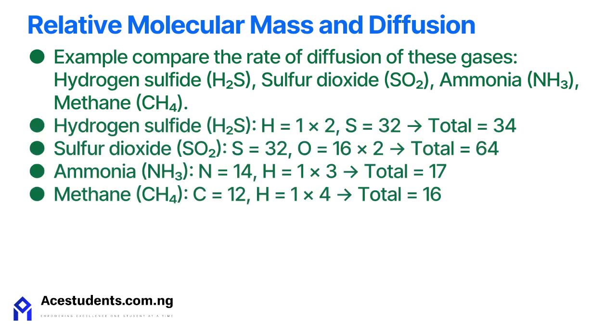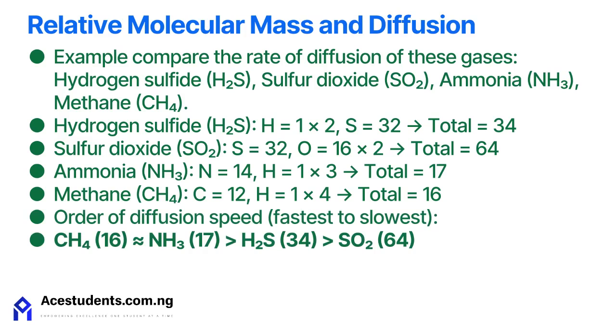For hydrogen sulfide, H is 1 times 2 plus sulfur, which is 32, giving a total of 34. For sulfur dioxide, sulfur is 32 plus oxygen, which is 16 times 2, giving a total of 64. For ammonia, nitrogen is 14 plus hydrogen, which is 1 times 3, giving a total of 17. For methane, carbon is 12 plus hydrogen, which is 1 times 4, giving a total of 16.